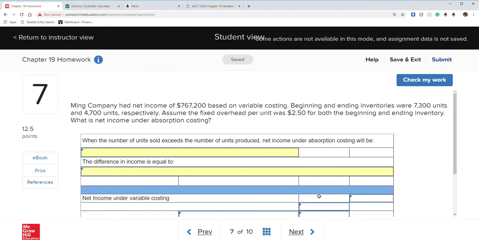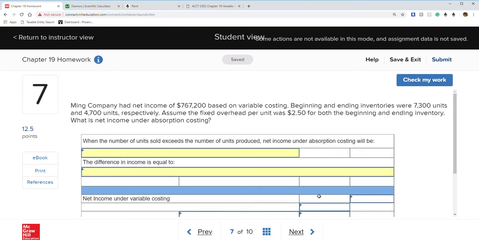Okay. Next, we have Ming Company, and they had a net income of 767,200 based on variable costing, and beginning and ending inventories were 7,300 units and 4,700 units respectively. Assume the fixed overhead per unit was 250 for both the beginning and ending inventories. What is net income under absorption? Okay, so we're using absorption. Everything's under variable. So this is going to use our notes a little bit. I would suggest to go ahead and look at them.